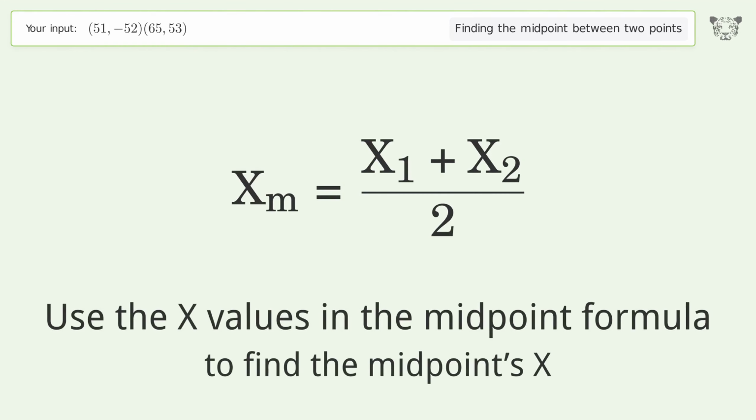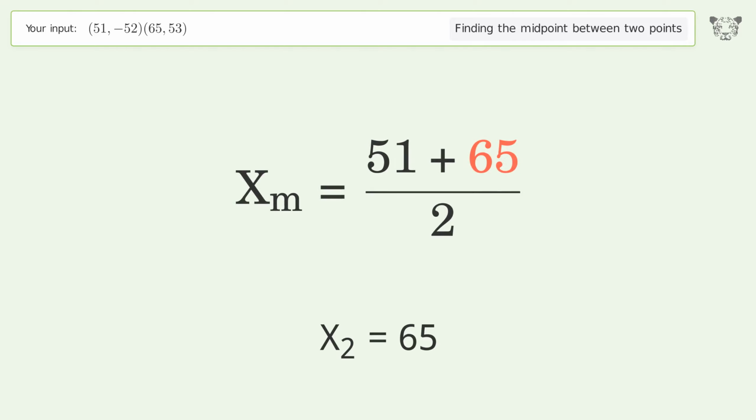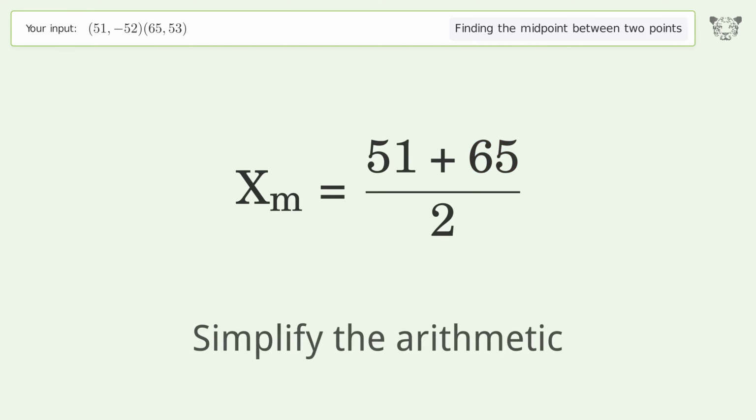Use the x values in the midpoint formula to find the midpoint's x. x1 equals 51. x2 equals 65. Simplify the arithmetic.